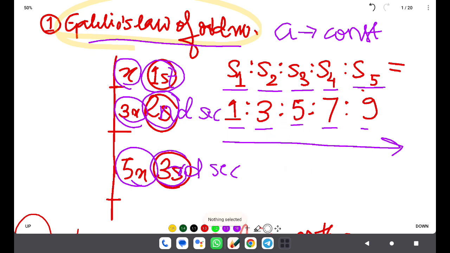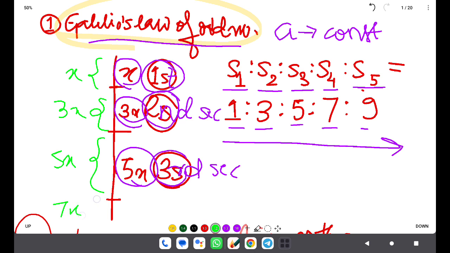So, this is Galileo's law of odd numbers. You must remember, if the distance covered in the first interval is x, the distance covered in the next interval will be 3x, in the third interval of time it will be 5x, and in the fourth interval it will be 7x, and so on. So this is Galileo's law of odd numbers.